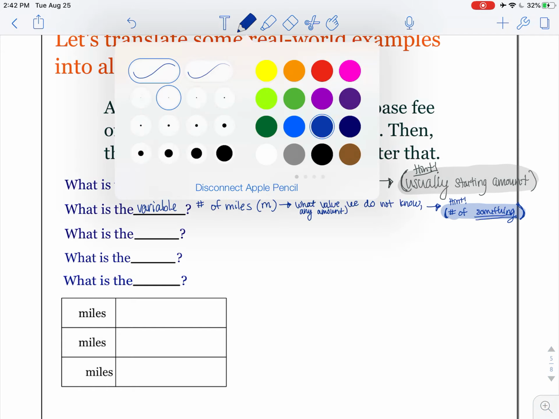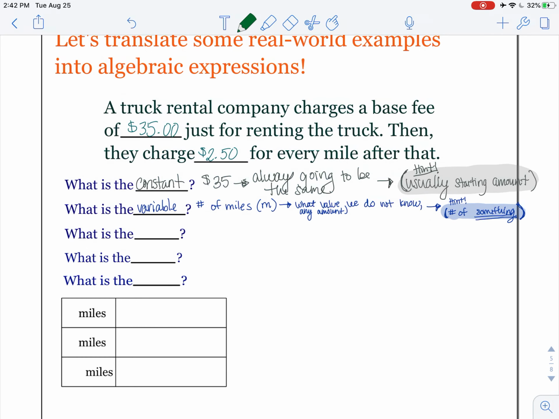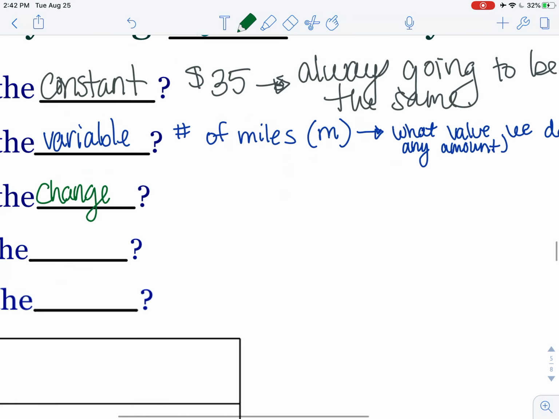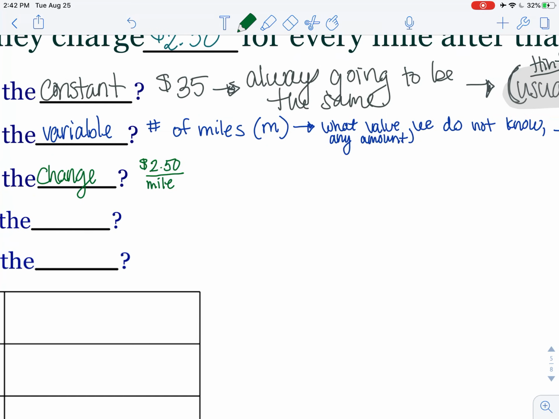Okay, let's move on to the change. What is the change here? And now sometimes people will confuse the constant with the change. And there's a good reason for that. Okay, and we'll go through that in a minute. We're going to ask, what is my price changing by? How much is it changing by? And we're going to say it's changing by $2.50 per mile. Notice how I'm writing this.